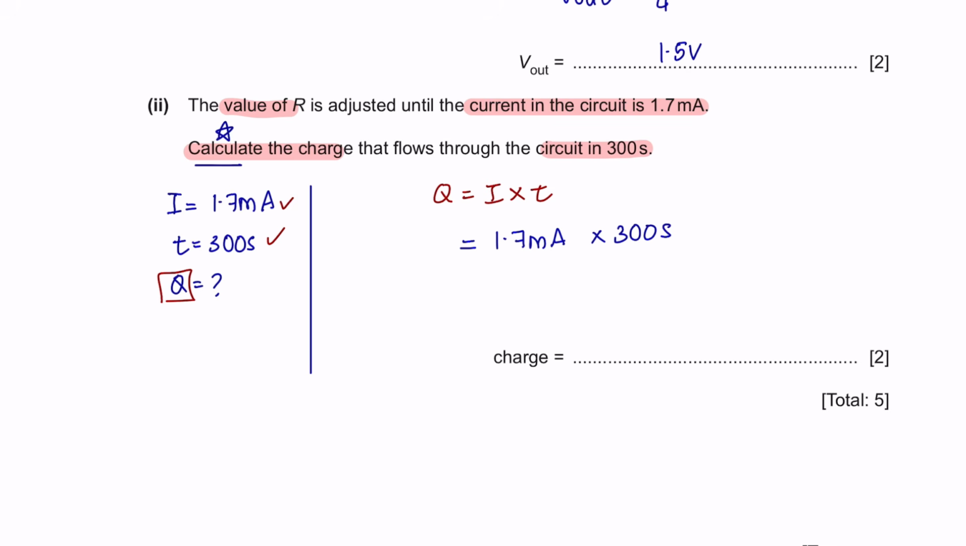When using this formula, you have to make sure that your current is in the standard unit of ampere. And right now it is milliampere. So we have to convert this. Milli is times 10 to the power of negative 3. So just put these values in your calculator and in two significant figures, your final answer would be 0.51, and the unit for charge is coulomb, capital C.